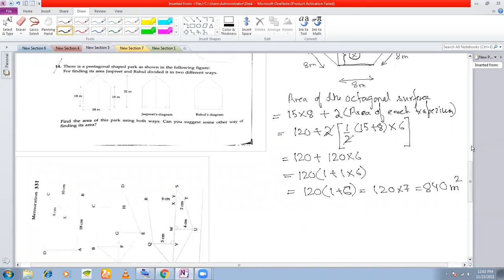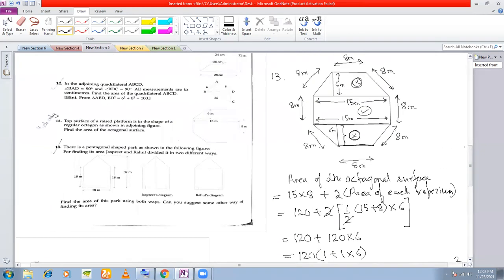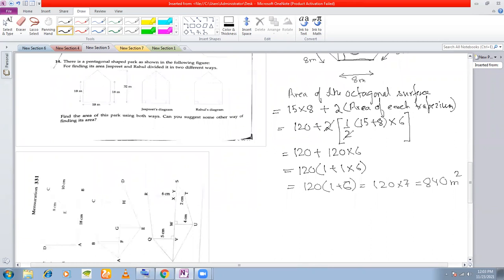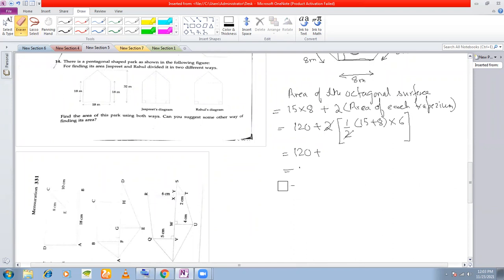Fine. Any question here? Sir, in this step, half into 15 plus 8, you have done, sir, 120. Yes, sir, that is 15 into 8. Okay, I have multiplied. My mistake here. I have multiplied. Anyway, if you are calculating here, this should be 23 into 6.